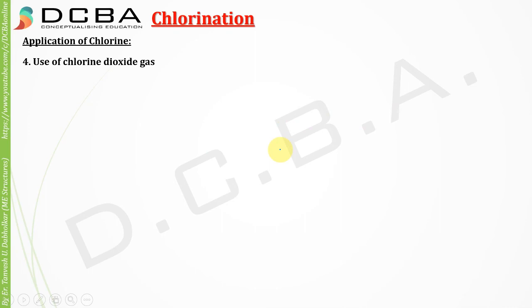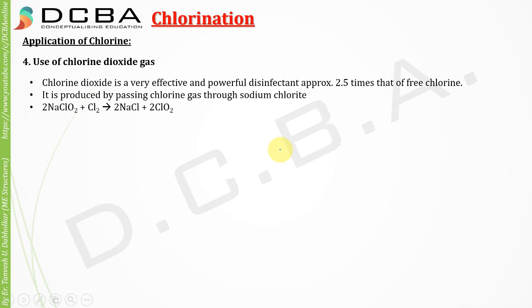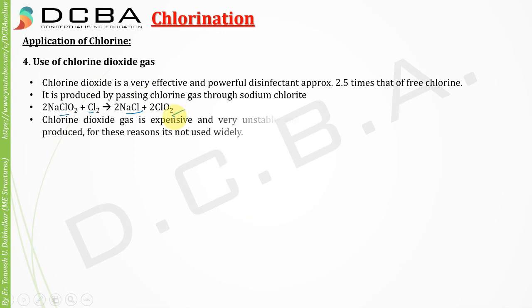And the fourth is use of chlorine dioxide gas. Chlorine dioxide is a very effective and powerful disinfectant, approximately 2.5 times that of free chlorine. It is produced by passing chlorine through sodium chloride. So this is sodium chloride and this is chlorine gas. It gives you NaCl salt and chlorine dioxide gas. Chlorine dioxide gas is expensive and very unstable and needs to be used immediately after it is produced. For these reasons, it's not used widely.